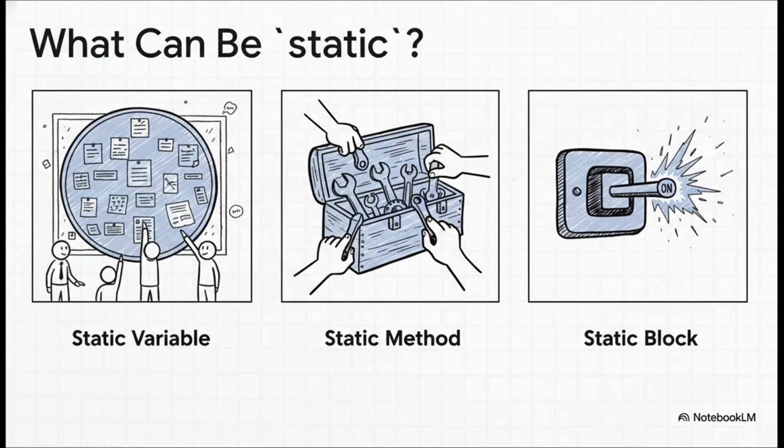So what can be static? Well, just like final, you can use it in a few places. We've talked about static variables, that single shared copy. You can also have static methods. These are super useful for utility functions that you can just call directly on the class without needing to create an object first. A classic example is Math.max. And then you have static blocks, which is just a chunk of code that runs one time and one time only, right when the class is first loaded into memory.